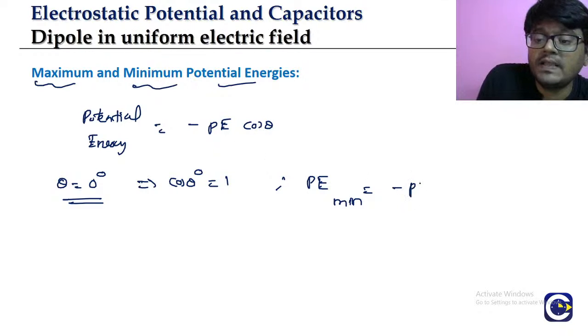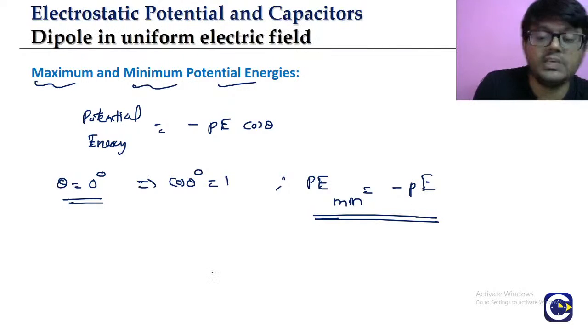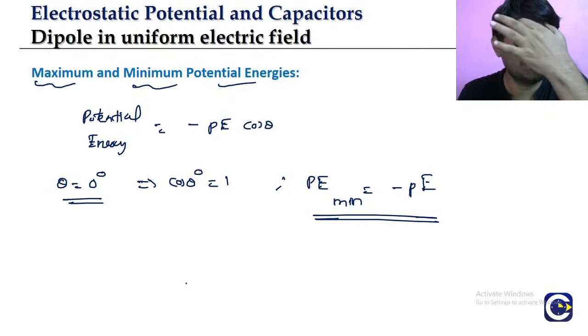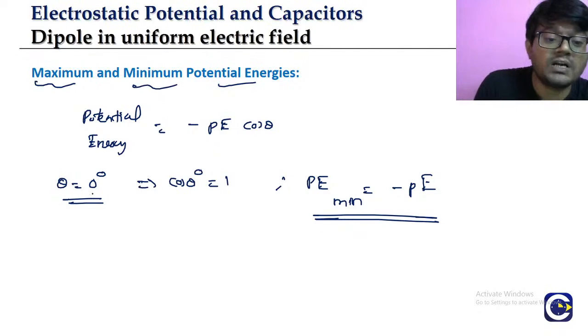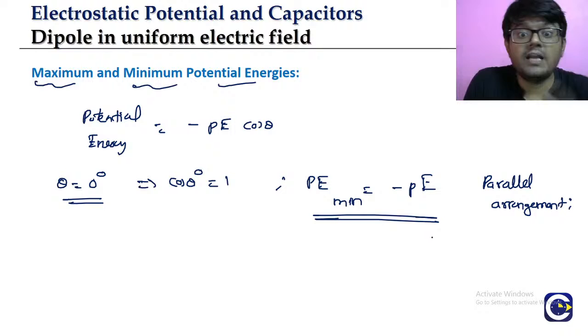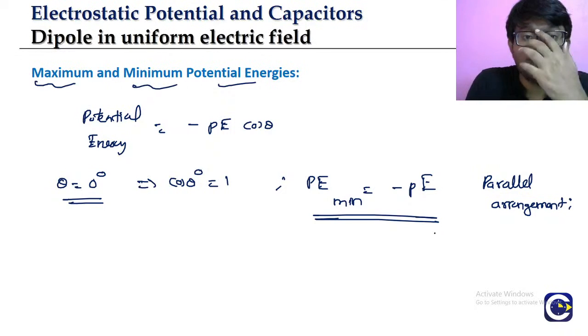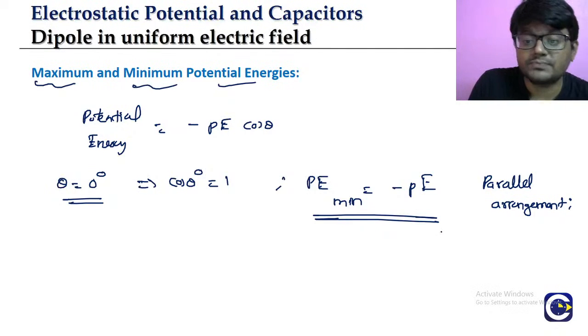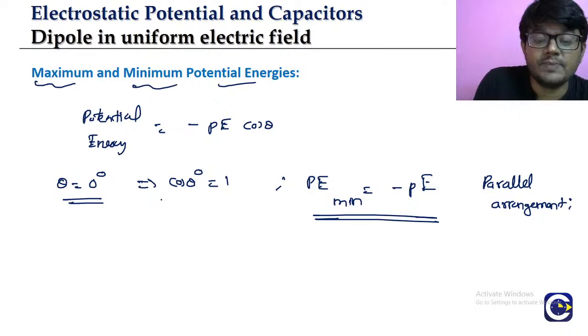What is it, minus p into e. So minimum potential energy எப்போ தெரியுமா, when theta is equal to 0, means parallel arrangement. Remember, already theta is equal to 0 orientation பத்தி நம்ம பேசியிருக்கோம் when we talked about the dipole in the uniform electric field in that torque calculation. அங்க என்ன தெரியும், this arrangement is also called as stable equilibrium.